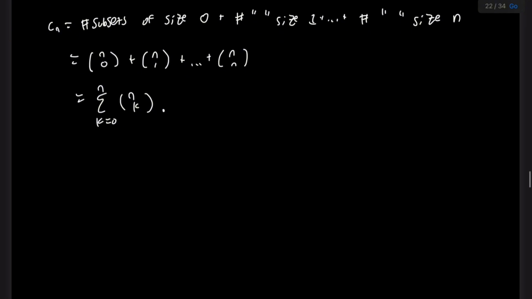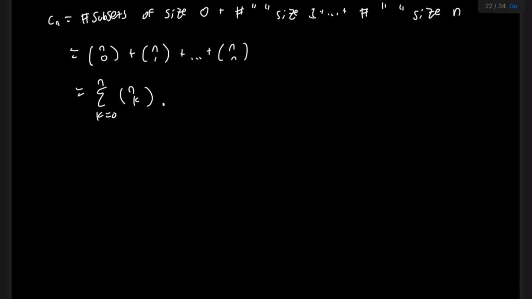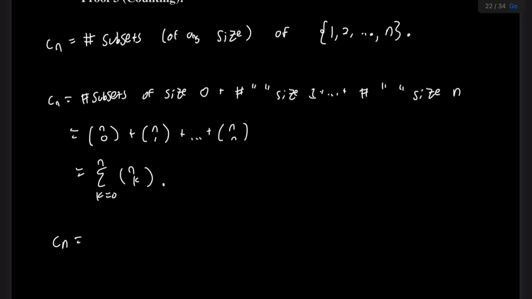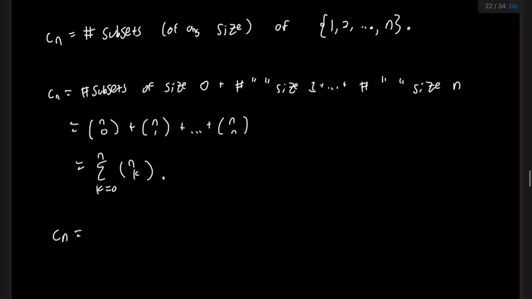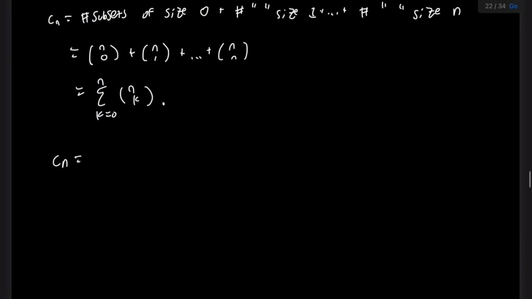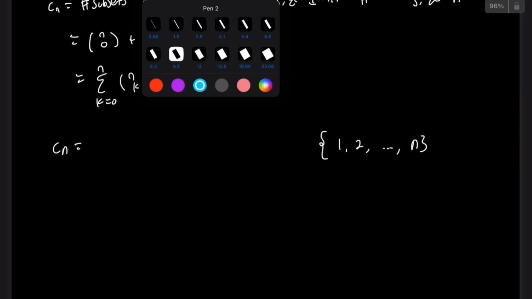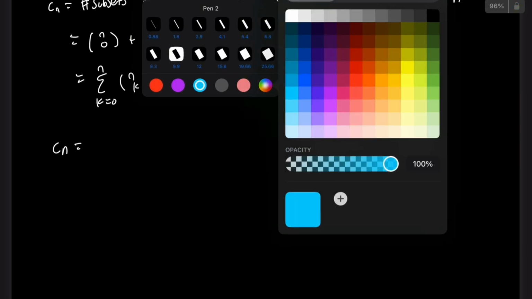But, okay, what's another way of looking at this? Well, there's another way we can think about finding any subset of 1, 2, up to n. And that's by choosing or not choosing each element one at a time. What do I mean by that? So let's say we have our set 1, 2, up to n. We can go down the list and make a binary choice for each one.